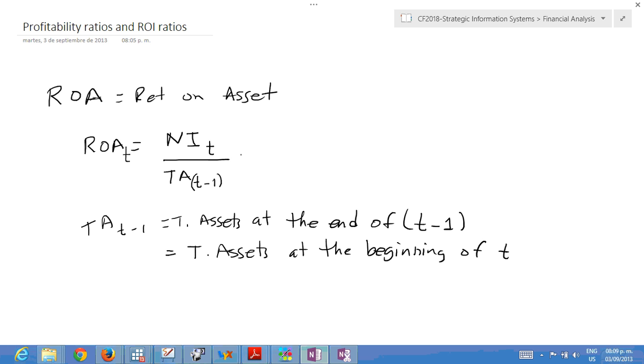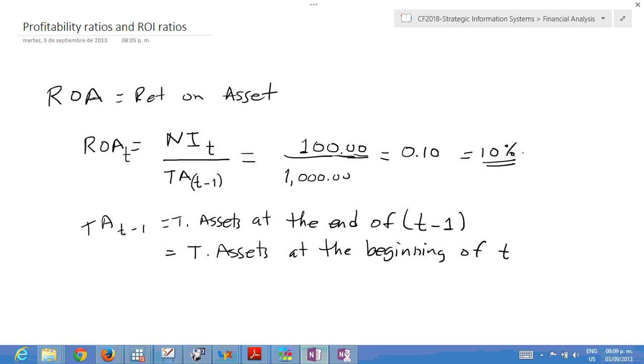Then imagine that the total assets at the beginning of one period is, just to keep it simple, 1,000 pesos. Okay, and after the first year, the company made 100 pesos in net income after taxes, after interest expenses. Okay, then what does this mean? The division of this one is 0.10. That is, in terms of percentages, 10%. What does that mean? That the company is making 10% in return on assets.